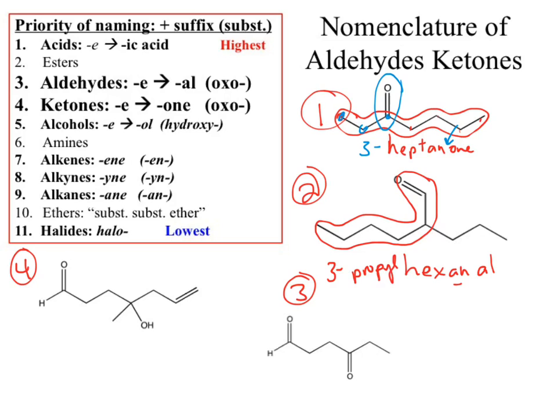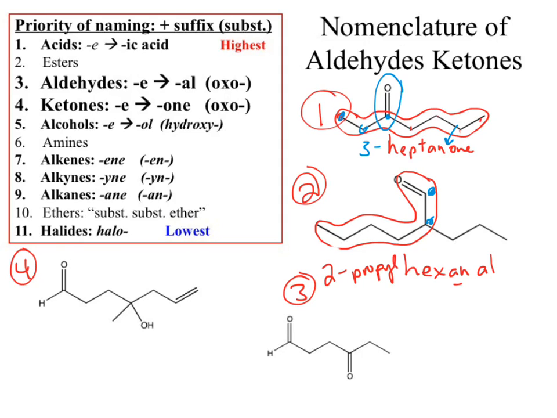Why do we not specify the 1 for the aldehyde? It's implied. Okay? Aldehydes, by definition, will be at the end of a chain. You don't need to specify the 1 for the location of the aldehyde. 3 or 2? You're right, 2. I wrote 3 because it was propyl. It's 2 propyl hexanyl. All right, 1, 2.